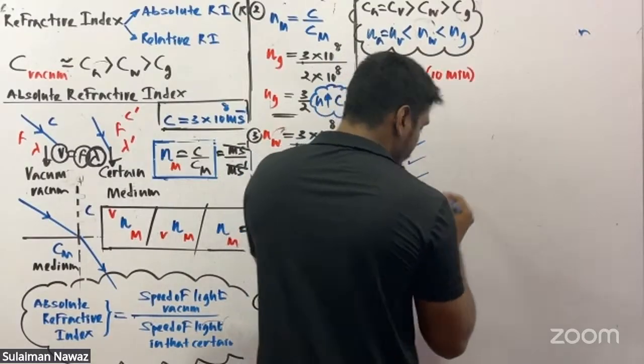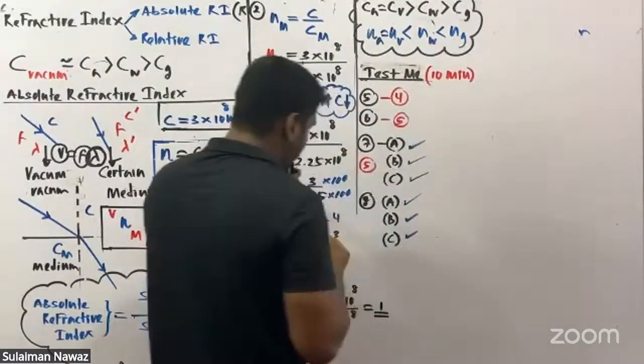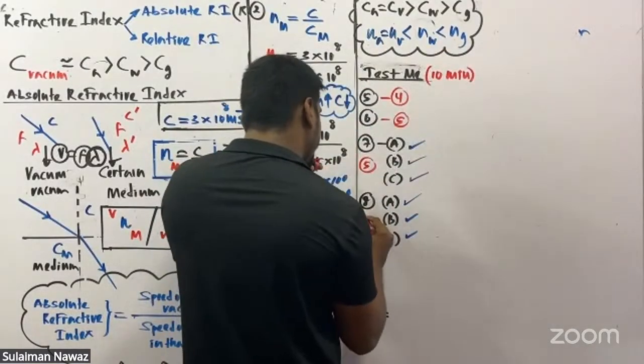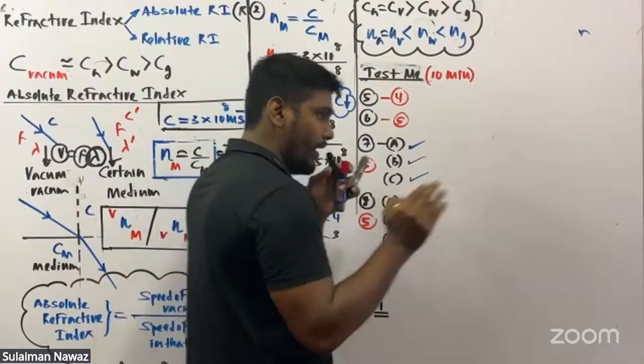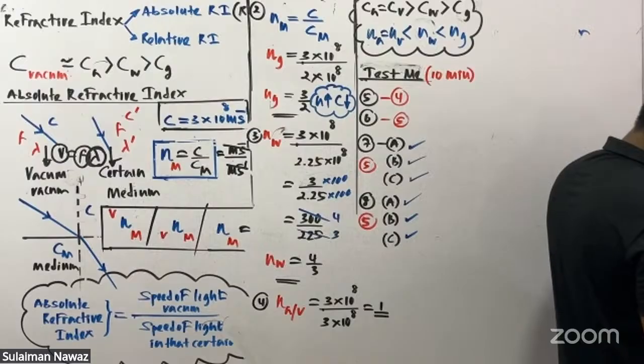Hands up, how many of you got 4 out of 4 in these MCQs? Within 5 minutes you tried 4 MCQs. 4 out of 4, genuinely? 3 out of 4, hands up. 2 out of 4, genuinely. Doesn't matter your marks. 1 out of 4.